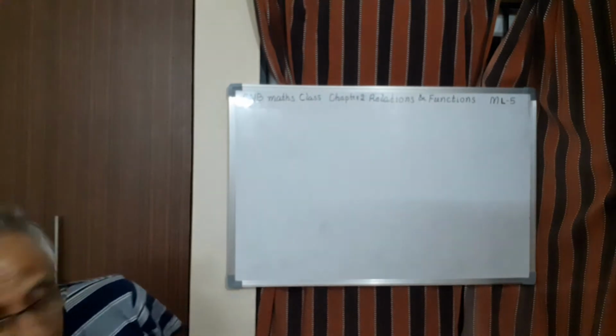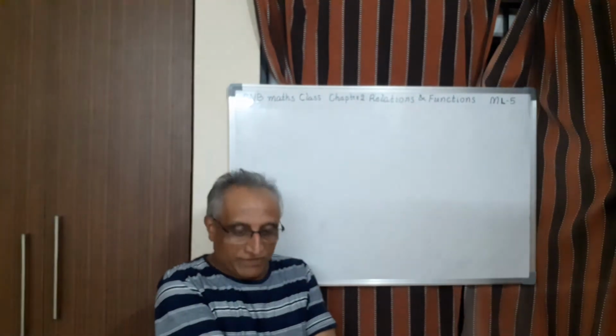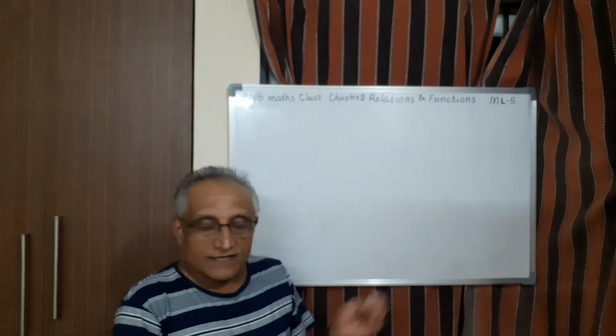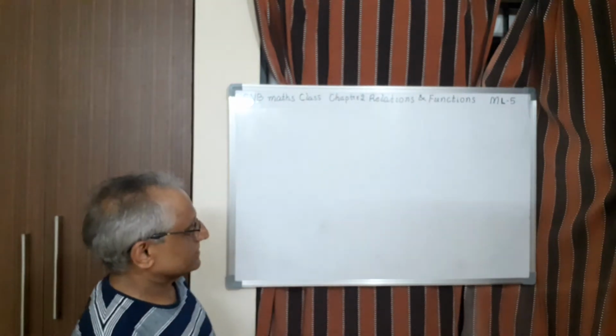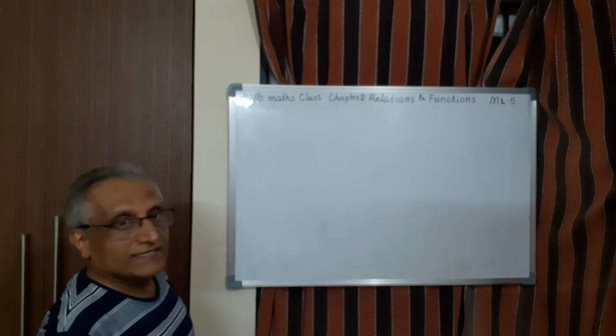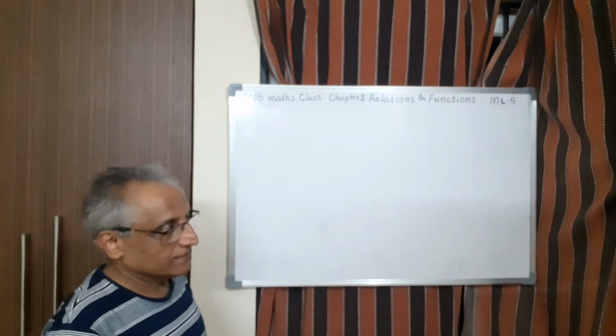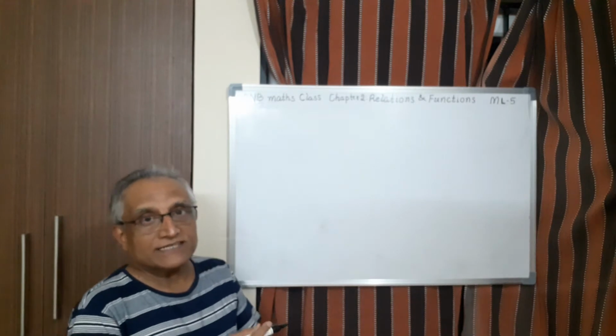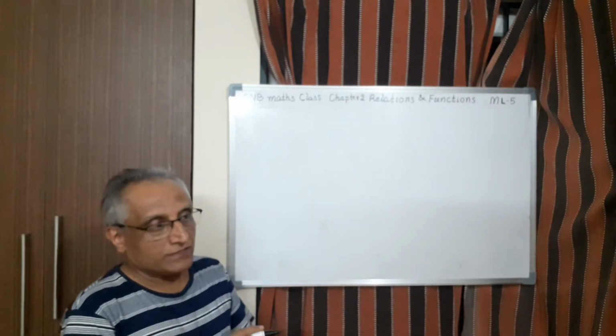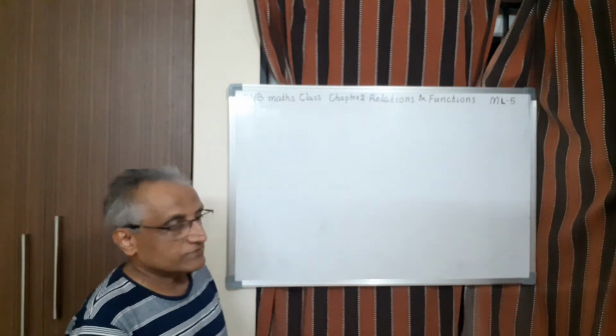Hi students, this is main lesson 5. In the last class, we have studied three important real functions. One is identity function, second one is constant function, and the third main function is polynomial function. So these are the three real functions we studied.